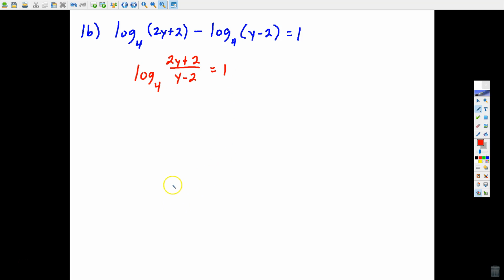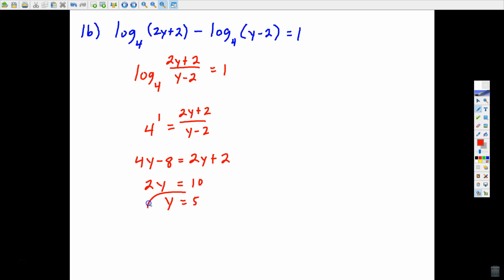Okay, now that I have single log form, I'm going to turn this log equation into an exponential equation. 4 to the first power is equal to this fraction, 2y plus 2 over y minus 2. I'm going to multiply both sides by y minus 2, so 4 times y minus 2 is 4y minus 8. I'm solving for y, so I'm going to subtract 2y from both sides, add 8 to both sides, divide by 2, and I get my solution is y equals 5.